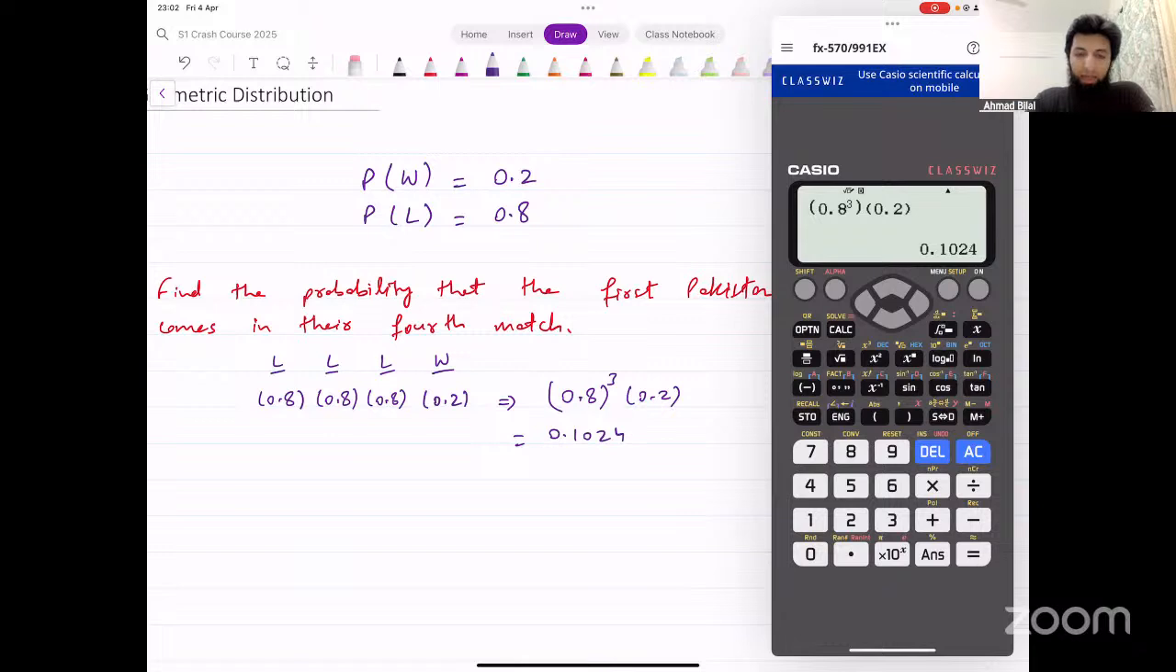Now, this particular situation is basically something that can be classified as a geometric distribution. Why is that? What exactly is a geometric distribution? In a geometric distribution, we basically look for the probability of getting our first success on a particular attempt. Remember, in binomial distribution, we were looking for the probability of having a certain number of successes.